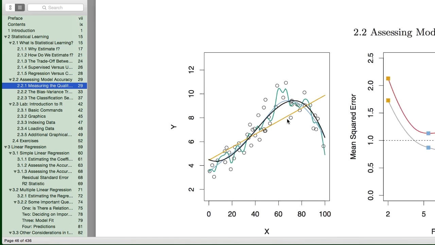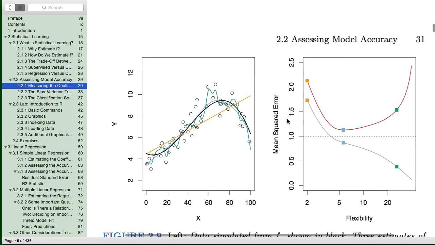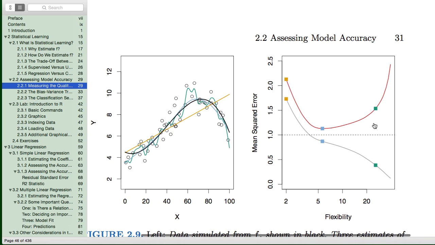And so that idea is characterized in this picture here. So here we have the mean squared error as a function of flexibility. If we get more and more flexible, this gray line, by the way, is the training data. If we get more and more flexible with the training data, we get a better and better fit, and we'll indefinitely keep getting better and better fit to the training data.